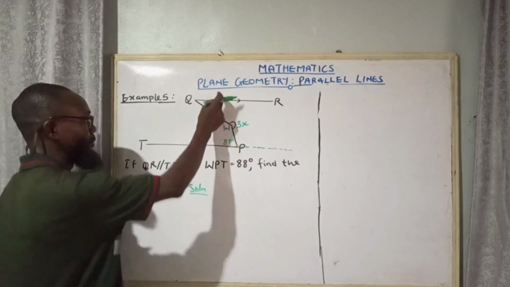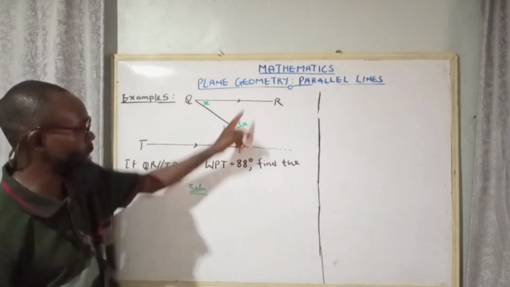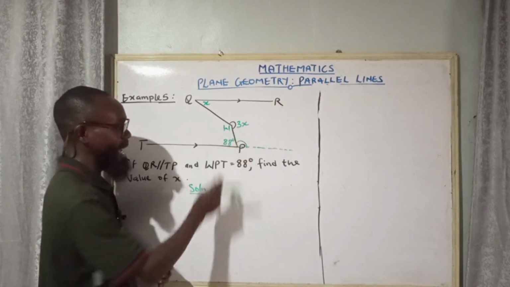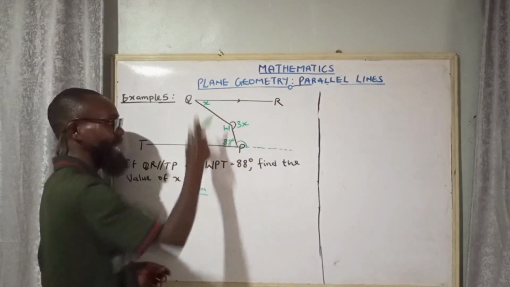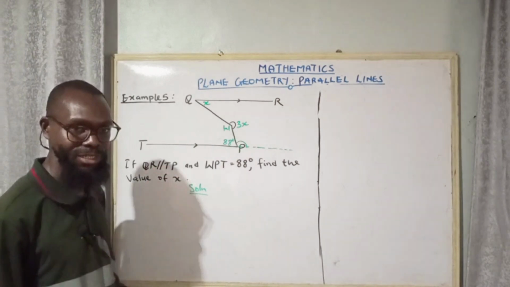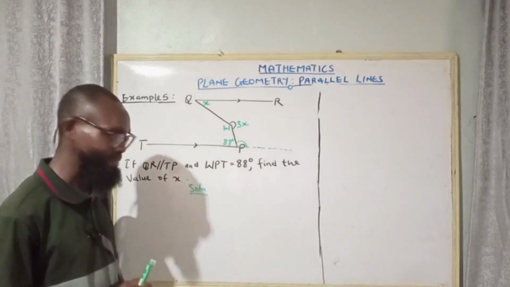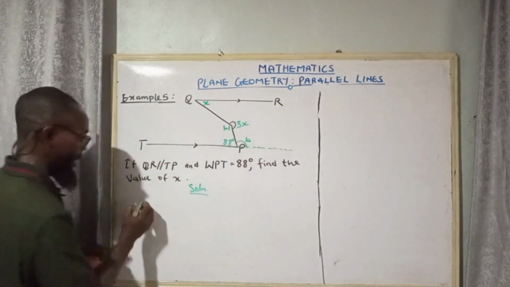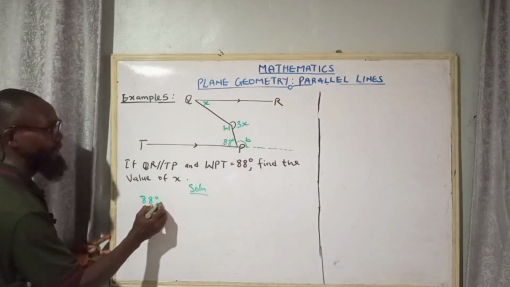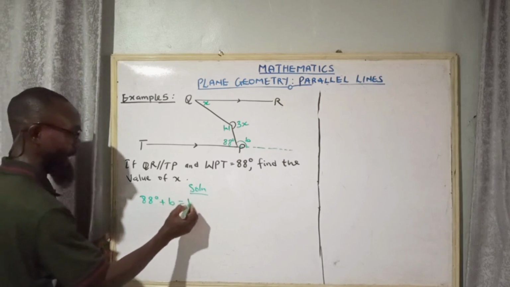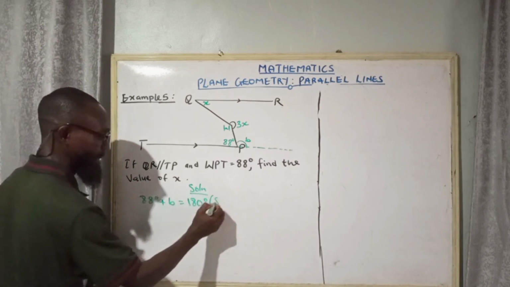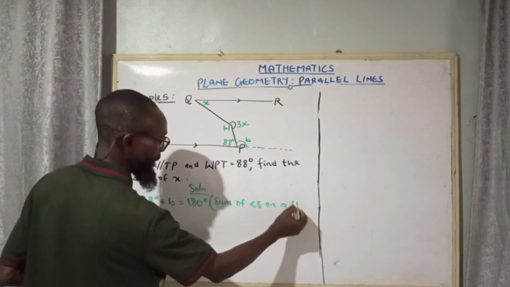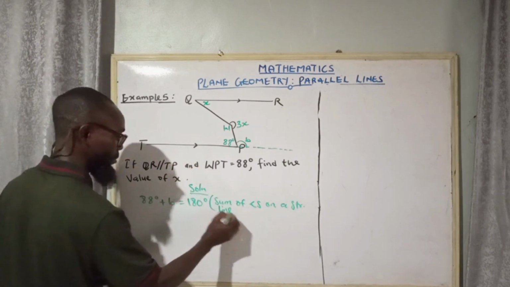Fine, we have 2 parallel lines now. So since we have 2 parallel lines here, if I'm able to get any angle that is here, I will sum it up with this, and it equals 360 degrees. Then I can get the value of my X. That is, from here, let me call this angle B, 88 degrees plus B is equal to 180 degrees. Reason: sum of angles on a straight line.